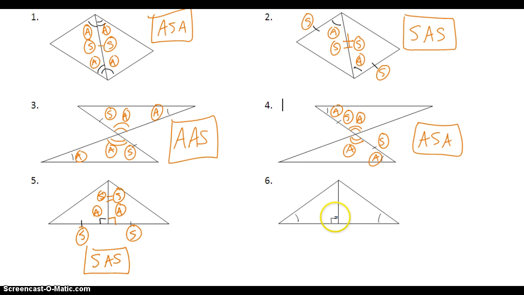Number 6, again, I have a right angle, which means that these two lines are perpendicular, which means that this is also a right angle. And these two right angles will be congruent to each other. I'm also given that these two angles are congruent, and I have a pair of shared sides. So this is an example of angle, angle, side. The side is not included between the two congruent angles. It's away from the two congruent angles. So this is angle, angle, side.